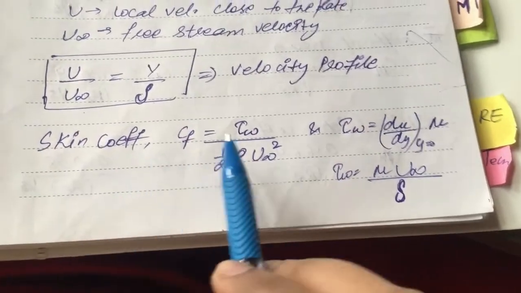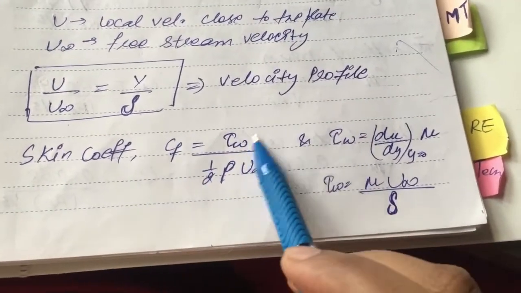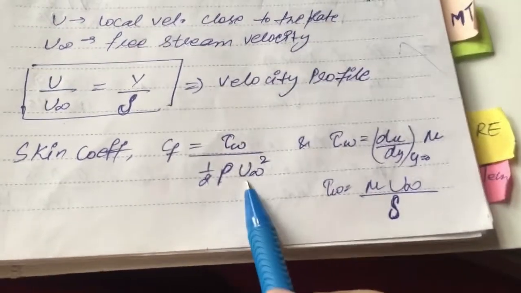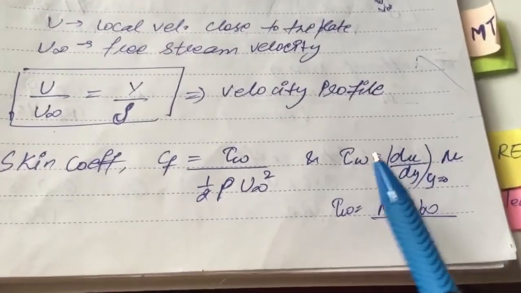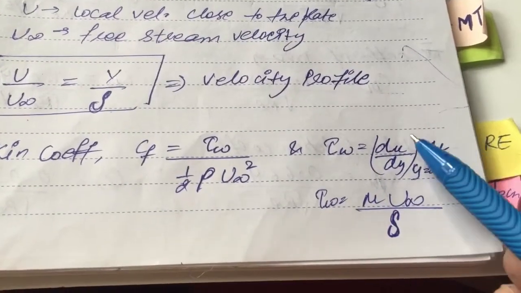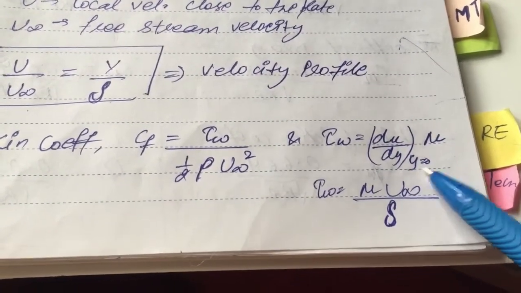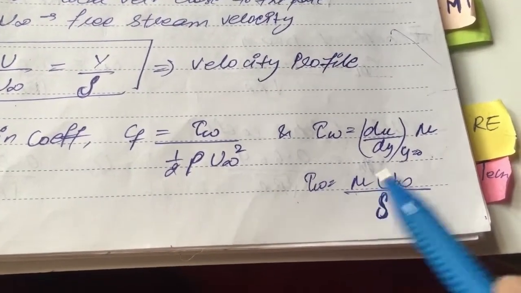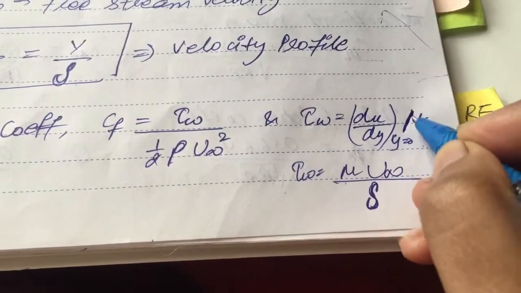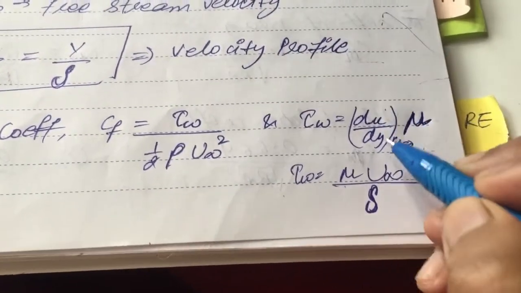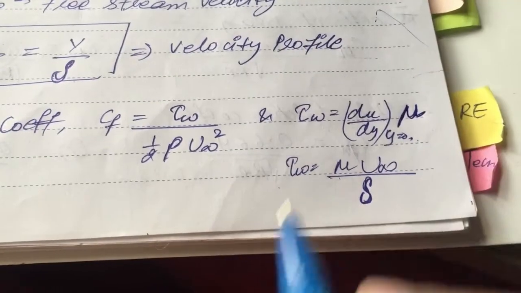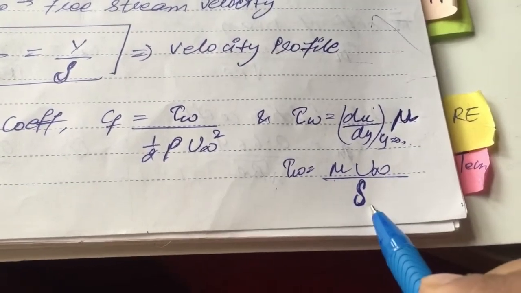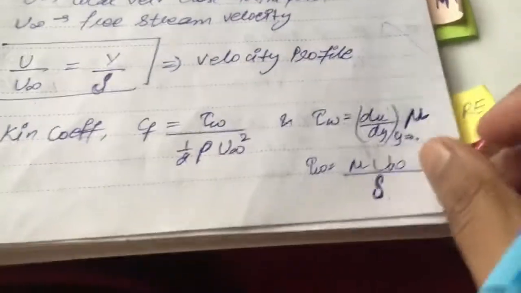Then we have skin friction coefficient, denoted as Cf, which is tau w by 1 by 2 rho u infinity square. U infinity is the free stream velocity, and tau w is mu into du by dy at y equal to 0. I will repeat, tau w is mu into du by dy at y equal to 0. So it is equal to mu into u infinity by rho, where rho is the boundary layer thickness.